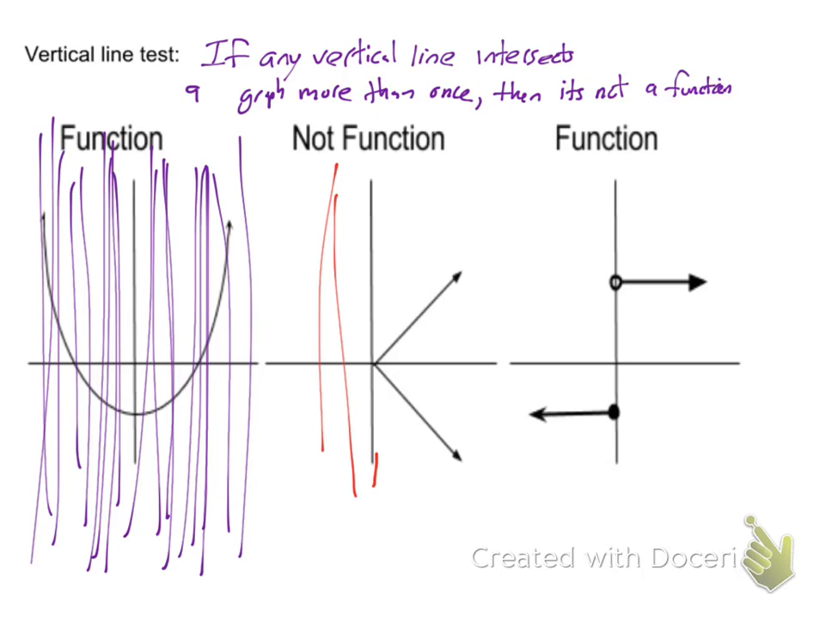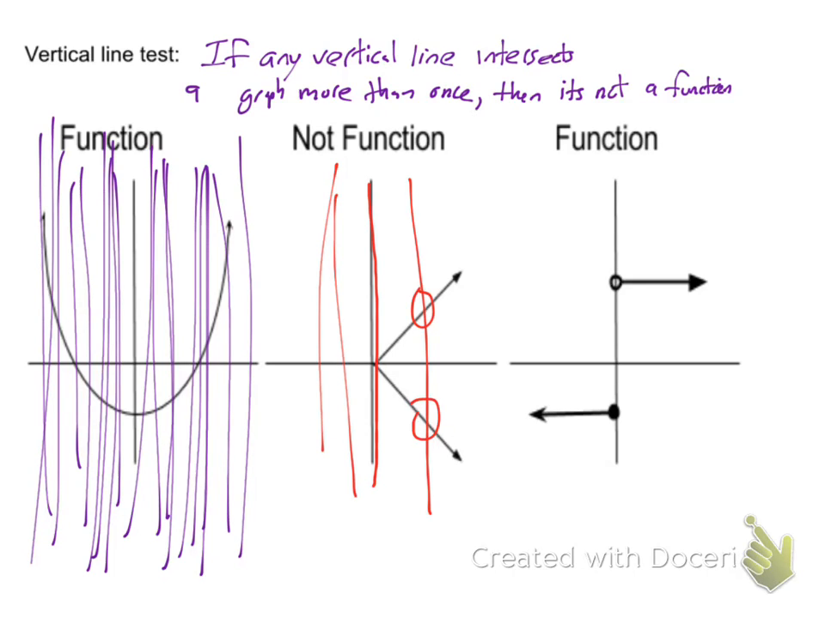Look at this. I could go right on the y-axis. How many times does it touch there? Once. It still works. But as soon as I go over here, what happens? The graph is touched twice, therefore not a function.